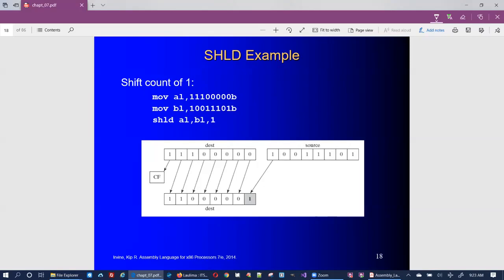So for example, here we're just shifting once, and this destination is AL, low order A. This is low order B, and so they all get shifted left. It's this direction, and so it looks like this. The highest order bit of the destination goes into the carry flag. They all get shifted left once. The lowest order bit, though, gets its new value from the source operand, BL.